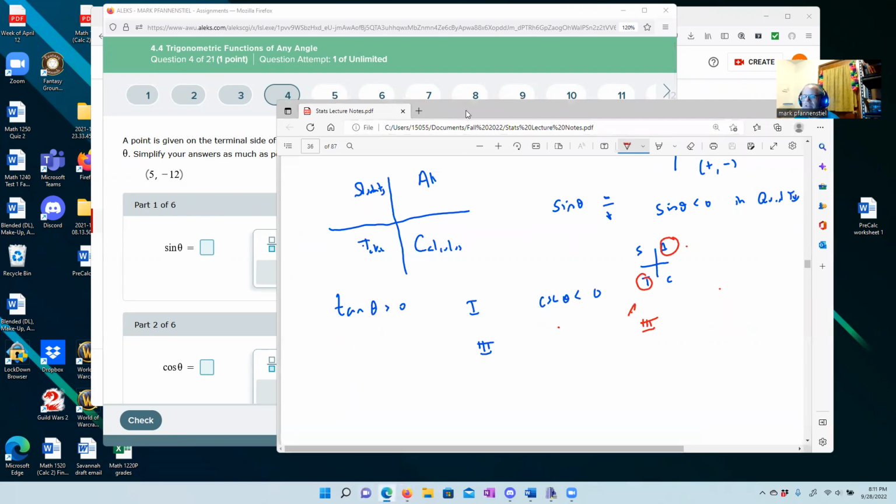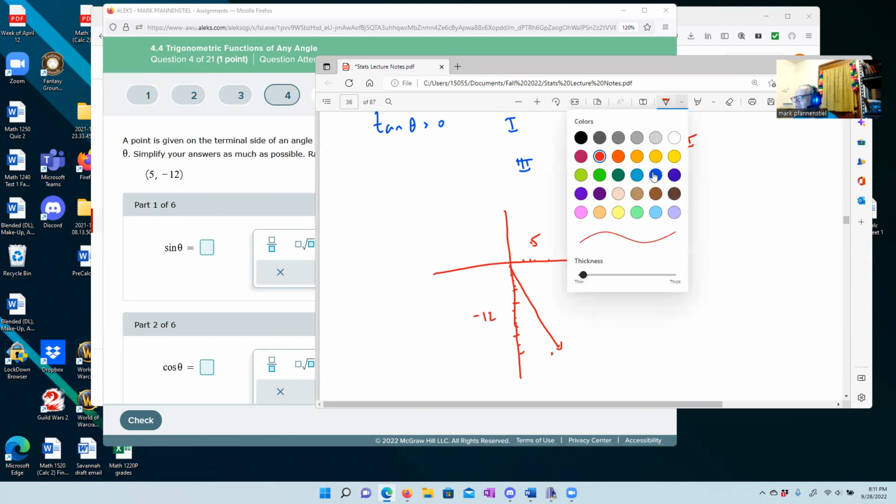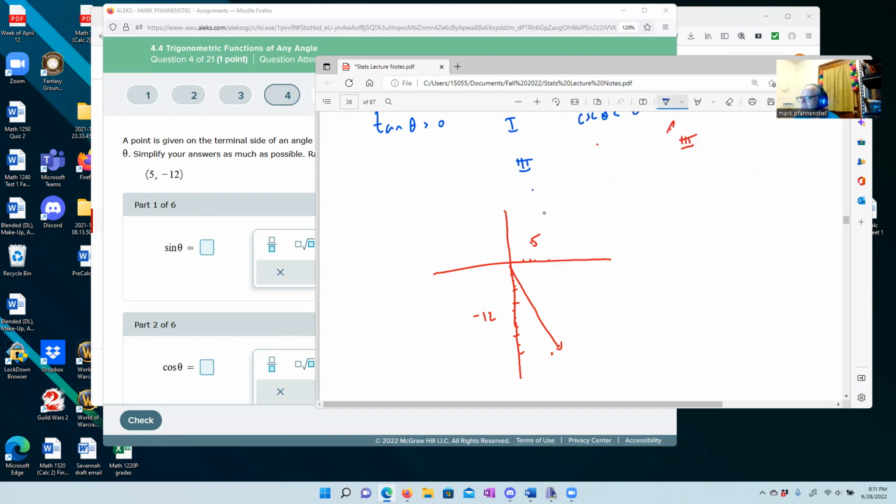The first thing we have to figure out is where the point 5, negative 12 is. So 1, 2, 3, 4, 5 over, then 1, 2, 3, 4, 5, and 2 more down. So down here somewhere. This is 5 and then negative 12. Sorry for the writing. Let's change this back to blue.